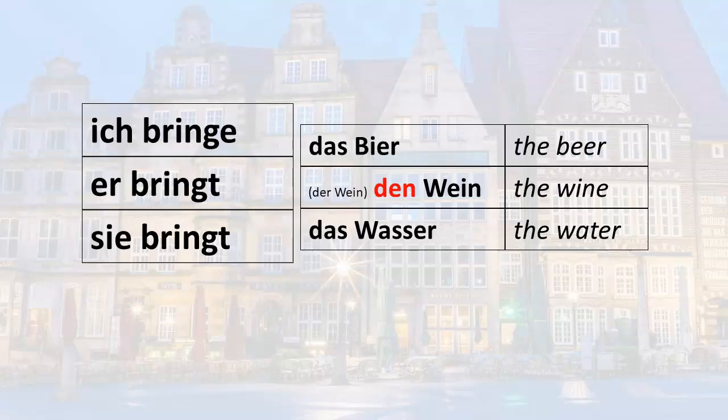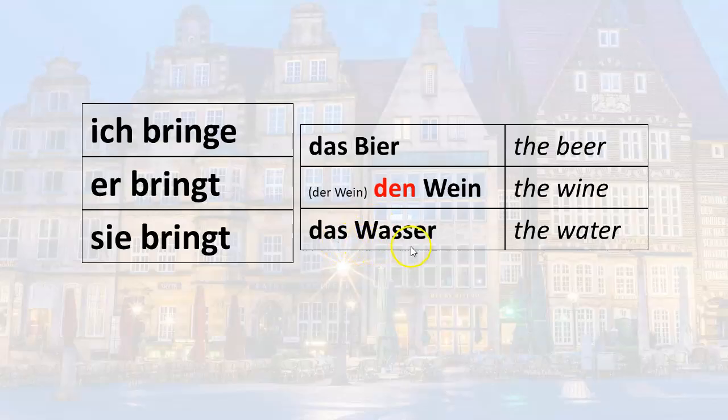Normally when we use the verb bringen or bring in English, we bring something, and that something is what we call a direct object. So if it's a noun, it has to be in what we call the accusative case. So things we might bring are Bier, das Bier, der Wein, wine. When it's the direct object, remember that der has to change to den. So we would say in this case, den Wein.